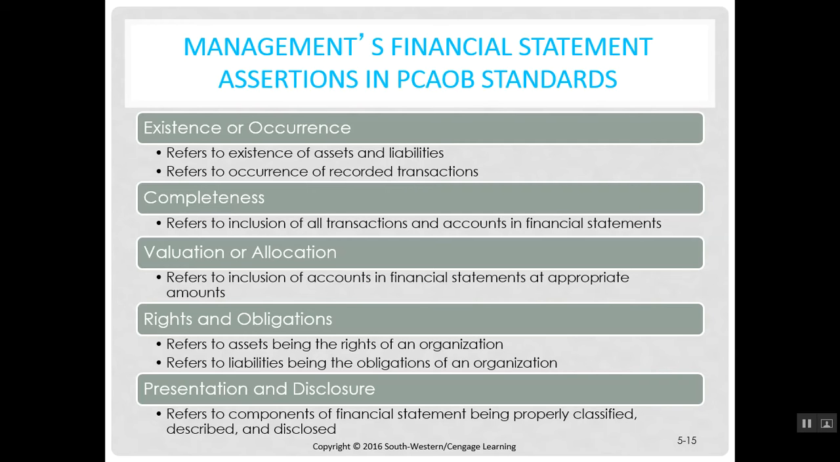Completeness refers to inclusion of all transactions and accounts in the financial statements. This can refer to balance sheet or income statement accounts. Valuation or allocation refers to inclusion of accounts in the financial statements at the appropriate amounts. An example of this may be when you buy inventory. Did you record it at the correct cost? Is it the right value?